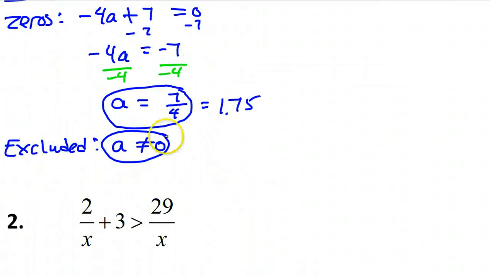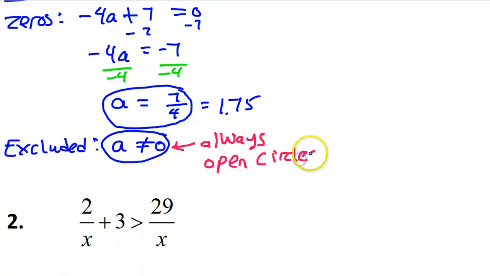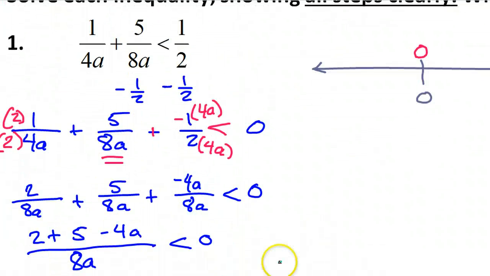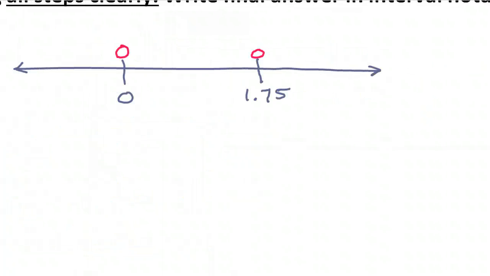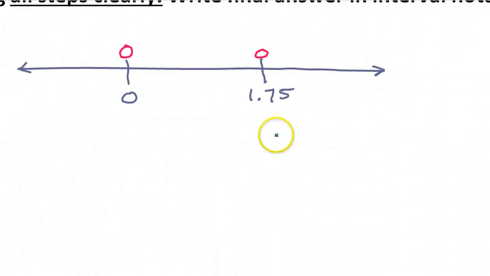Okay, I feel like I should write that down or something. Alright, excluded values are always open circles. Okay, because the values are what? Excluded. So they are to never be included in the solution set. So if you want to exclude something, you make it an open circle. So this should be looking familiar.